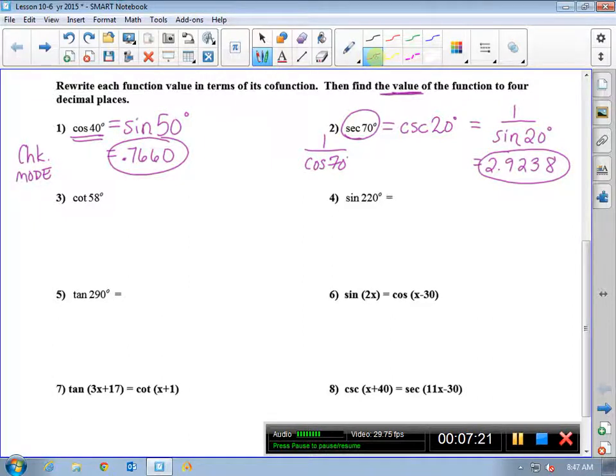Number 3, cotangent is a cofunction with tangent. And 58, and what angle? You said 32, terrific. And try the tangent of 32. I have 0.6249. All right. Number 4 offers a bit of a different challenge because we need an acute angle here.